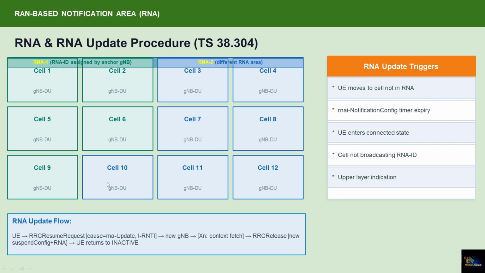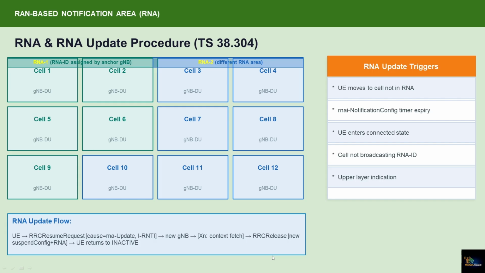If the UE moves from RNA1 to RNA2, the UE has to send an RRC resume request with the cause RNA update, with the I-RNTI, to the new gNodeB. Here we have written new gNodeB. The new gNodeB uses the Xn interface and fetches the context details from the old gNodeB, and RRC release with new suspend config plus RNA update will be given by the new gNodeB, and the UE returns to inactive. This is the procedure. It's the RNA update flow.